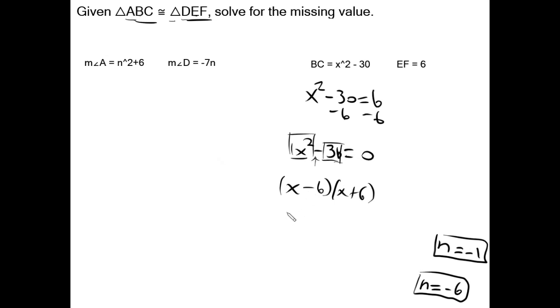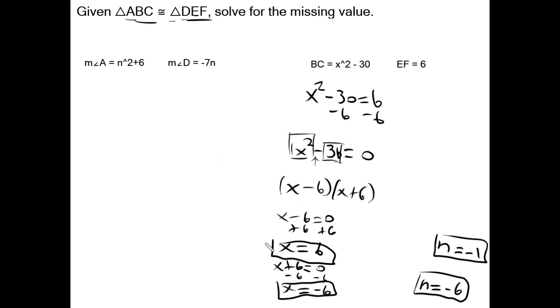So we're just going to do the same thing. X minus 6 equals 0, plus 6, x equals 6, and over here, x plus 6 equals 0, minus 6, x equals negative 6. So these are our two answers over here, and that's it. First equation, n equals negative 1, n equals negative 6. Second equation, x equals 6, x equals negative 6.